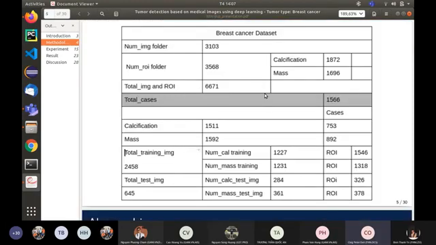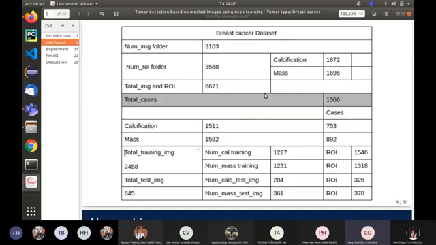And to really understand that data set, I got to work on it to understand how many images I have, ROI, and type of tumors. In total, I have 3,103 images. But in this data set, I have full images and ROI. ROI stands for region of interest.